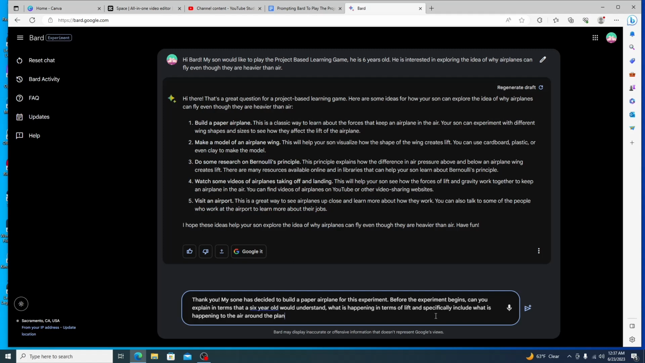Cool. So I just said thank you. My son has decided to build a paper airplane for this experiment. Before the experiment begins, can you explain in terms that a 6-year-old would understand what is happening in terms of lift, and specifically include what is happening to the air around the airplane model or around the paper airplane?